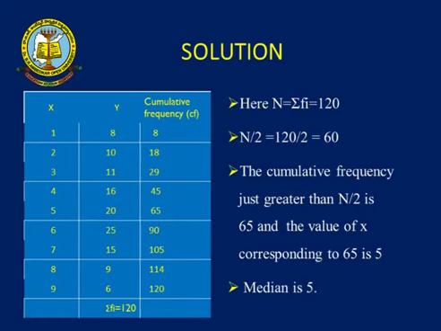Next, second step, finding the n by 2 value. N by 2 means the total sum of the frequency values is 120. 120 by 2 is equal to 60. The cumulative frequency just greater than n by 2 is 65.